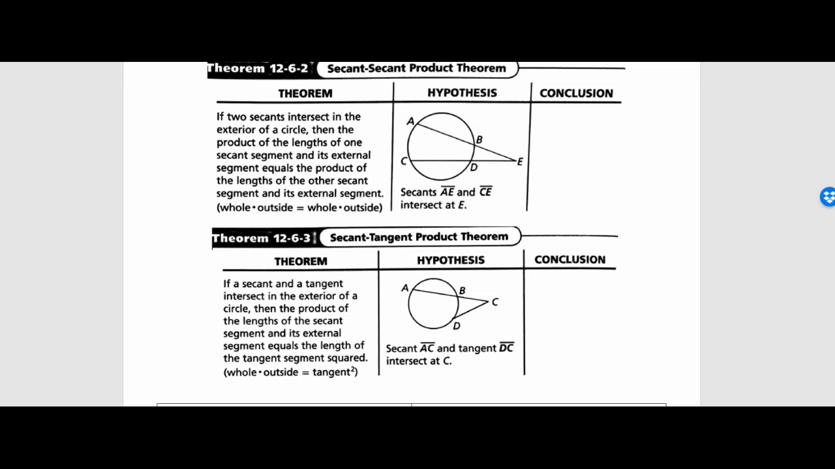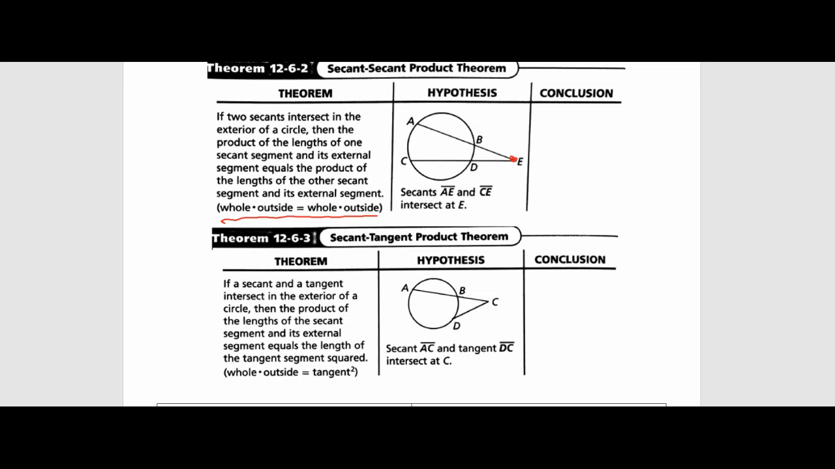So the secant-secant product theorem says if two secants intersect in the exterior of a circle, so here they intersect at point E, then the product of the lengths of one secant segment and its external segment equals the product of the lengths of the other secant segment and its external segment. And I think this kind of says it right here. Whole times the outside is going to be equal to whole times the outside.